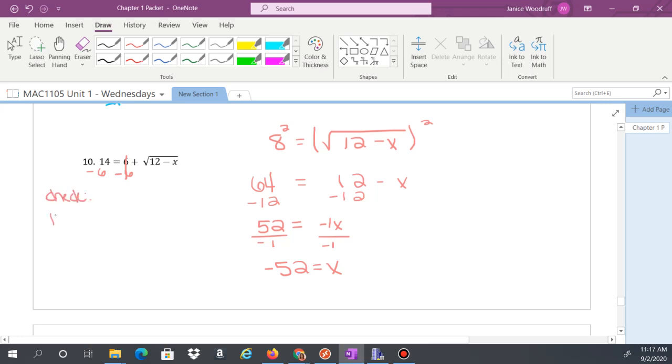So I get 14 equals, let's see, 6 plus the square root of 12 minus -52. So 12 minus -52 turns into 12 plus 52, which gives me 6 plus the square root of 64. Square root of 64 is 8. 6 plus 8 equals 14. It does. So I can keep this answer.